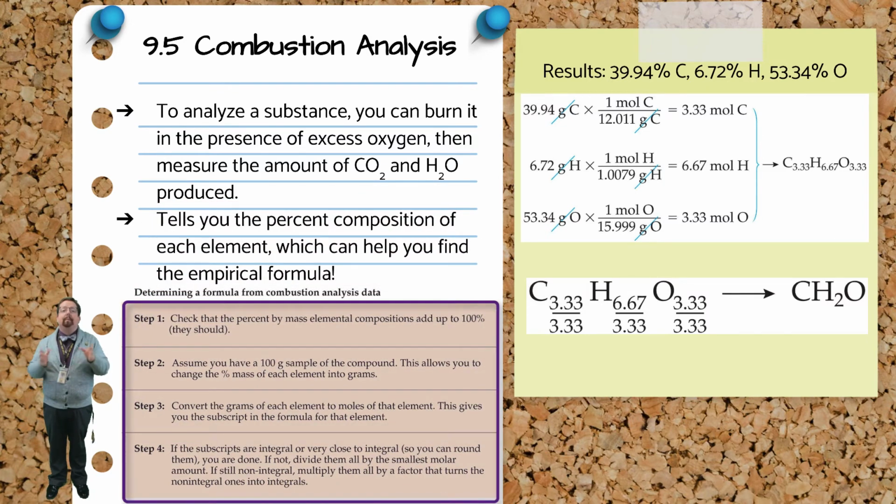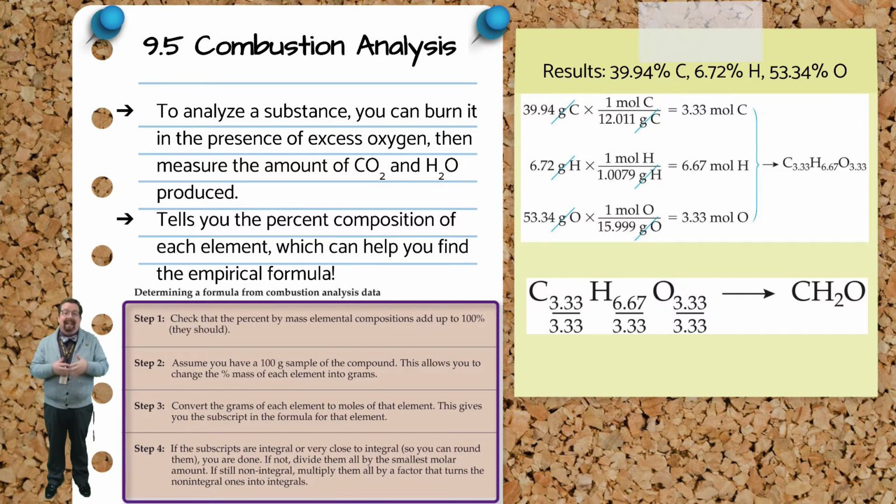First, make sure all of your percents add up to 100%. Then, assume that you have 100 grams of your substance. This allows you to change your percent mass to grams. Convert the grams of each element into moles using their molar masses. This gives you the subscripts of your formula.